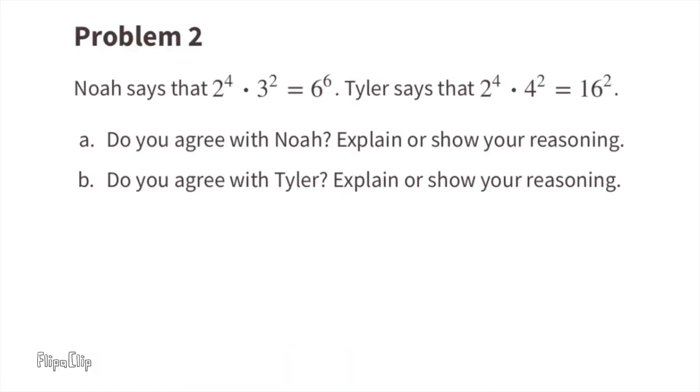Problem number 2. Noah says that 2 to the power of 4 times 3 to the power of 2 equals 6 to the power of 6. Tyler says that 2 to the power of 4 times 4 to the power of 2 equals 16 to the power of 2. A. Do you agree with Noah? Explain or show your reasoning.